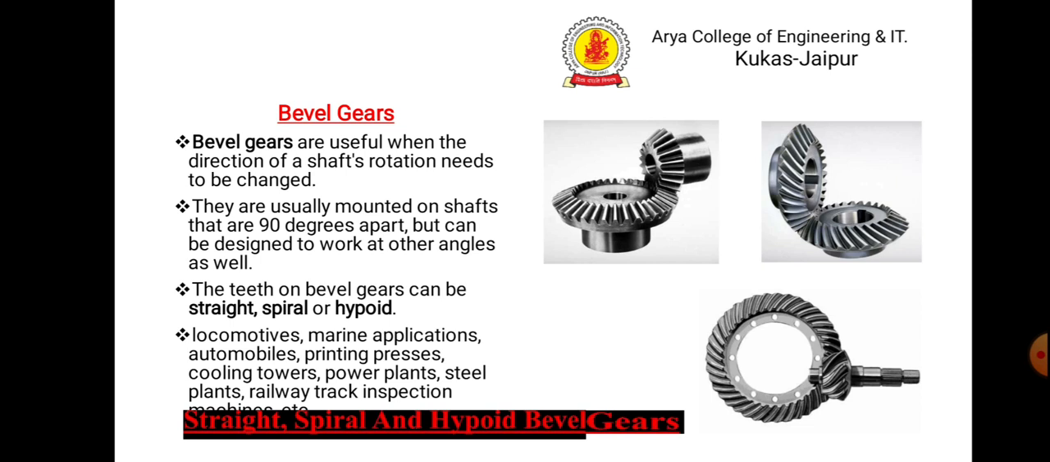Then bevel gears. So these are useful when the direction of a shaft rotation needs to be changed. As you can see from the figure, the axis of the horizontal gear and the axis of the other gear are intersecting at a point. Usually they are used where the angle between the shafts is 90 degrees, but can be designed to work at other angles also. The teeth on bevel gears can be straight, spiral, or hypoid. It is generally used in locomotives or marine applications, automobiles as in differential, printing presses, cooling towers, power plants, etc.